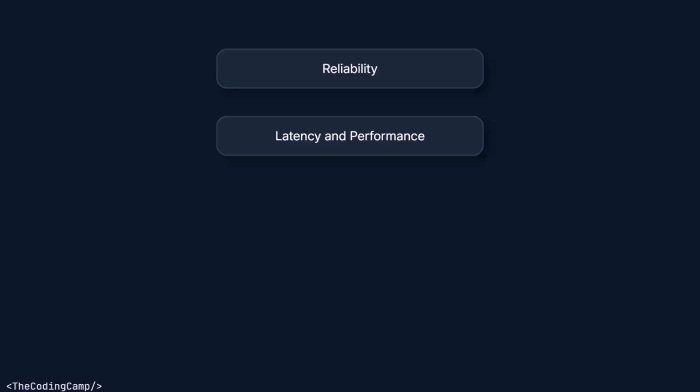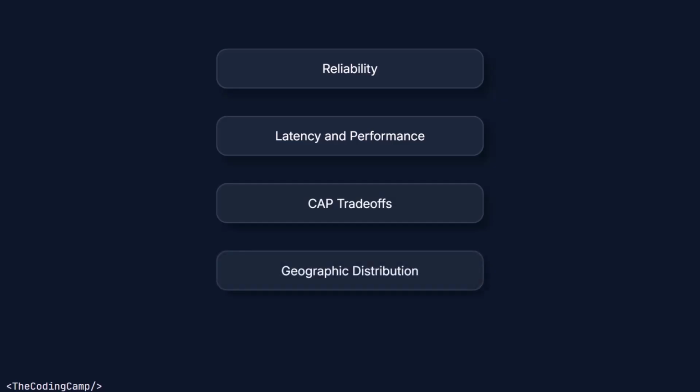The next category is CAP trade-offs. You don't need deep theory immediately, but interviewers expect awareness. Then geographic distribution. You must clarify if the system is available globally or locally. This matters since global systems may need CDNs and geo-replication.